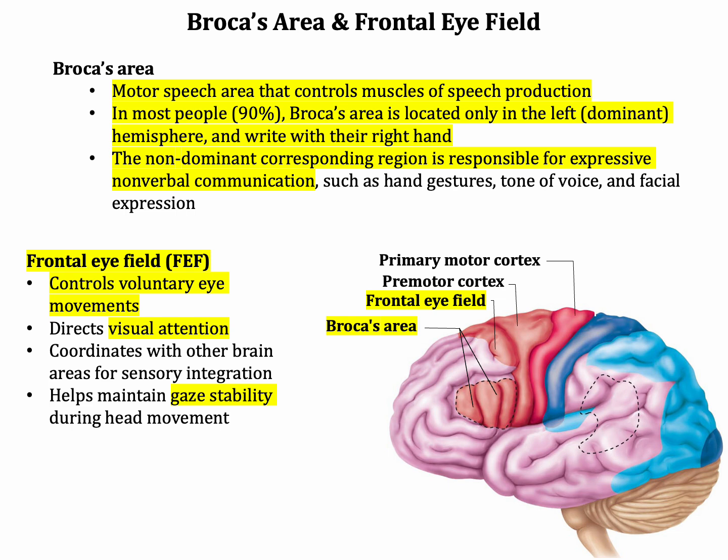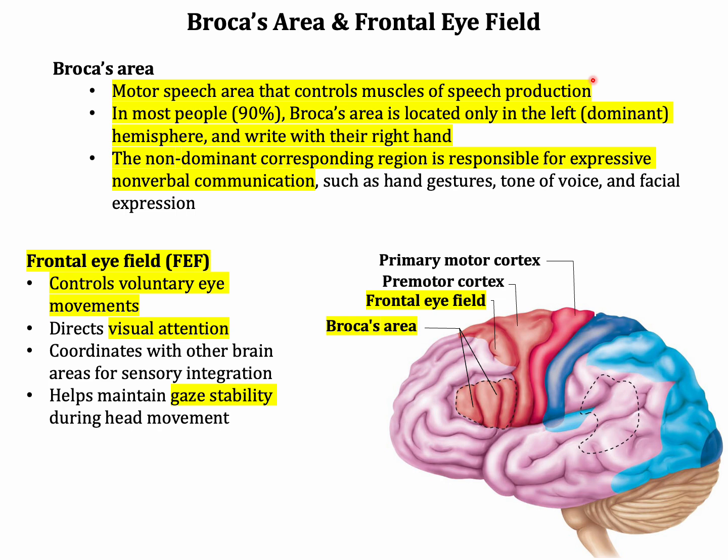Unique motor areas include the Broca's area and the frontal eye field. The Broca's area is the motor speech area controlling muscles of speech production. So I always think I don't want my motor broke. Motor speech area. For about 90% of individuals, the Broca's area is found only on the left hemisphere.